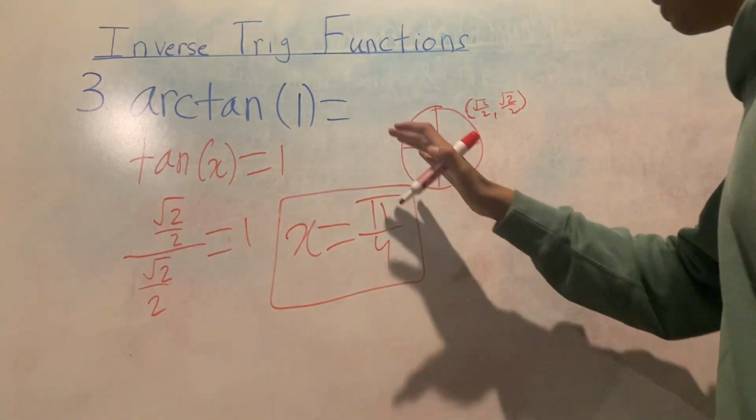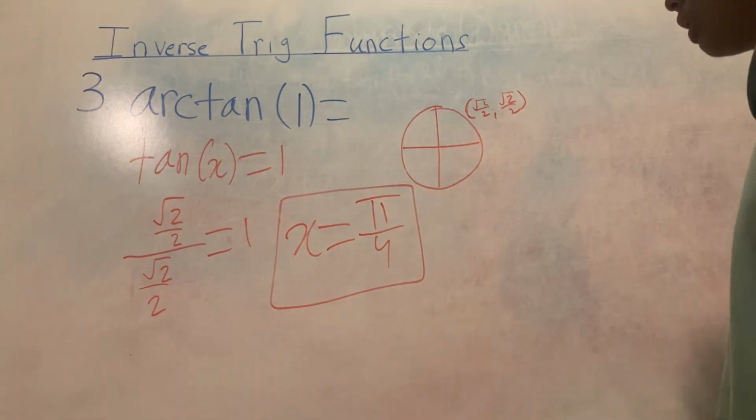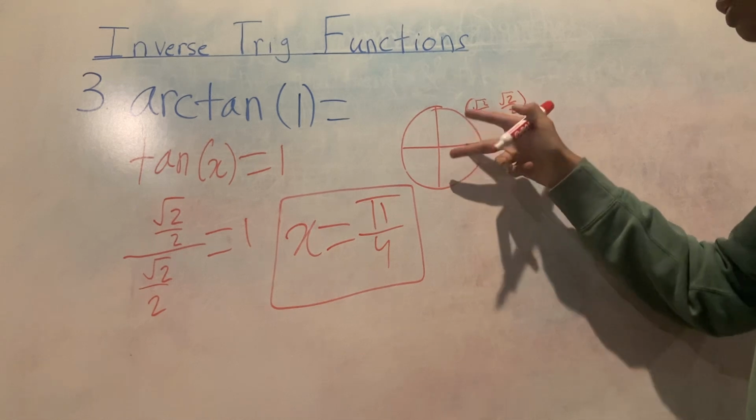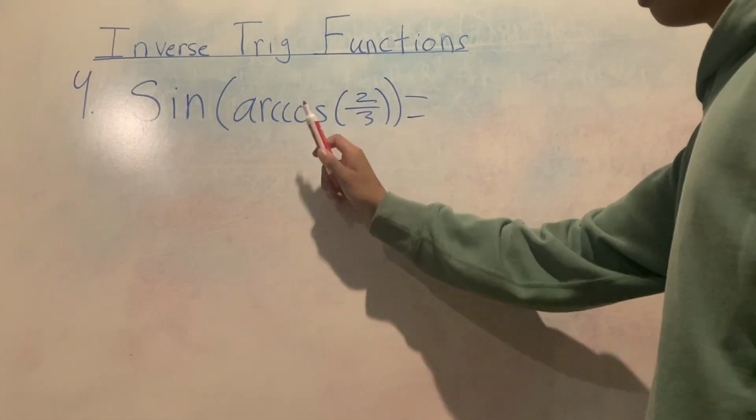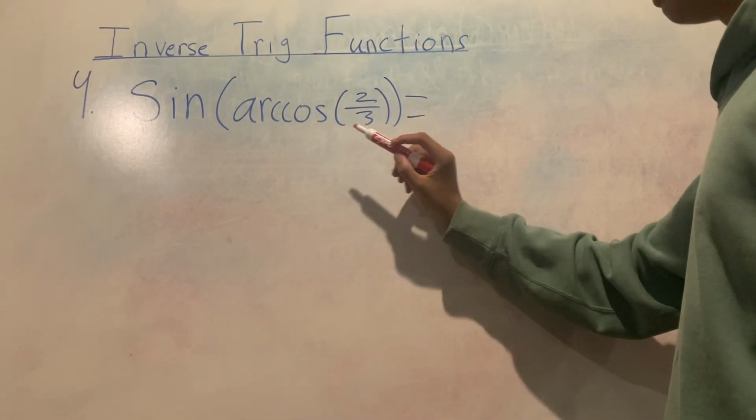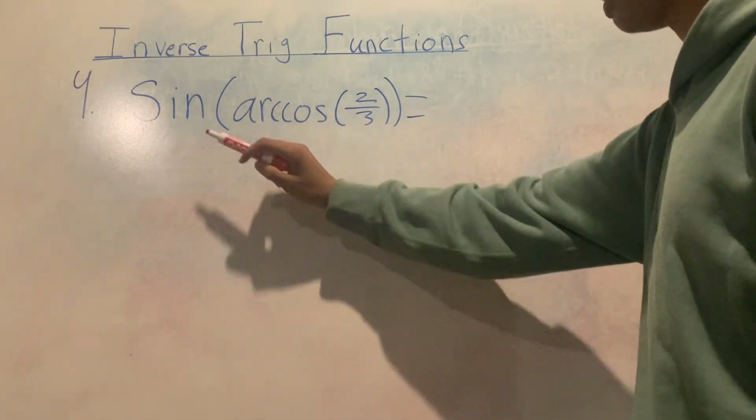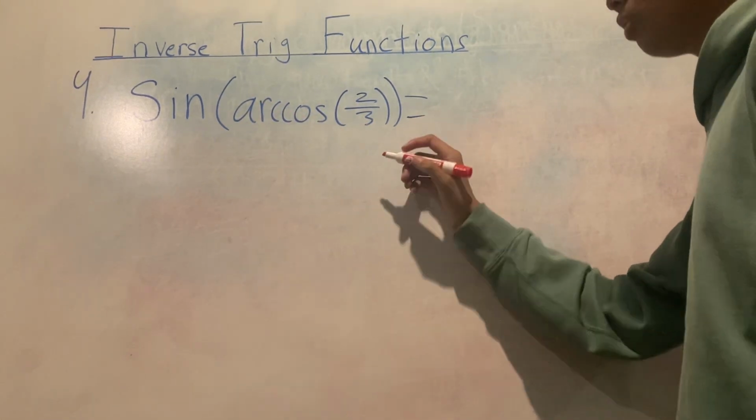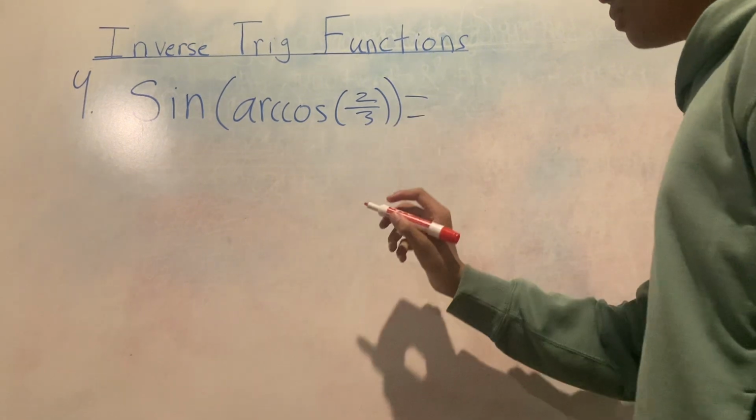Even though there might be another answer over here, we can't use that because arctan is only in these two domains. Okay, so this one is a little different. We have arc cosine of 2 over 3, but outside we have sine. So this whole thing is inside the sine function. These types of problems we have to solve a little differently.